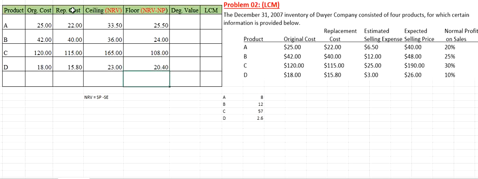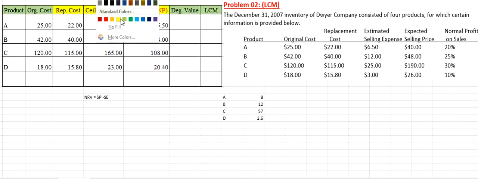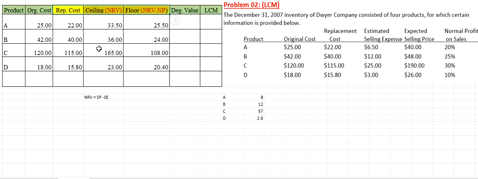So that's how we did it. If you remember the yellow color of the previous video, replacement cost, ceiling and floor, we are supposed to find the mid of any of these three columns. Whatever value is the mid value, that I'm gonna write in the designated value column. So we have 22, 33.50 and 25.50. So definitely 25.50 is the mid value of 22 to 33.50.